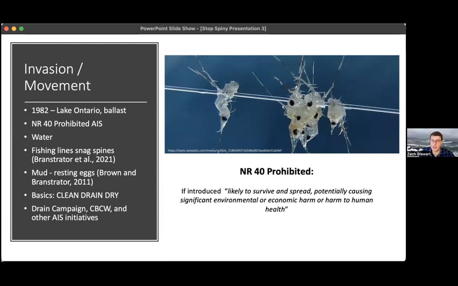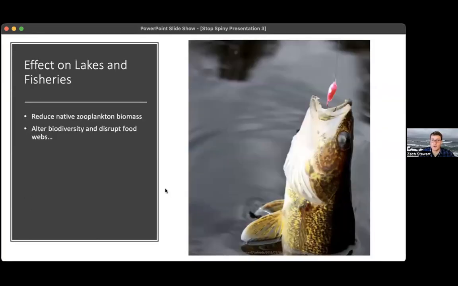And I know that a lot of people across Wisconsin who are anglers or boaters are familiar with that. And that's the same core message that we're putting out there through a lot of statewide aquatic invasive species initiatives, like the Drain Campaign, Clean Boats, Clean Waters, and some others. So it's not rocket science to prevent the spread of this harmful species. But they're also really interesting scientifically.